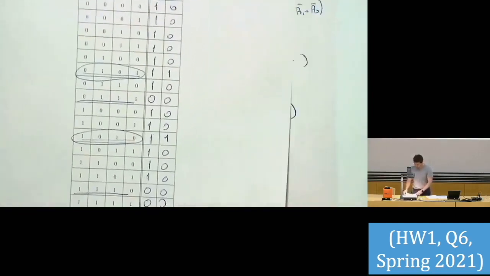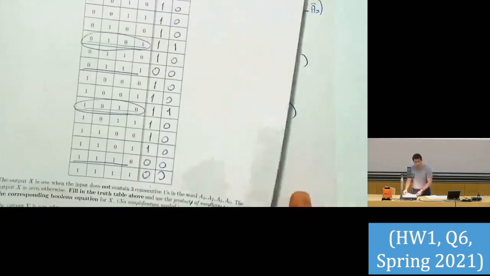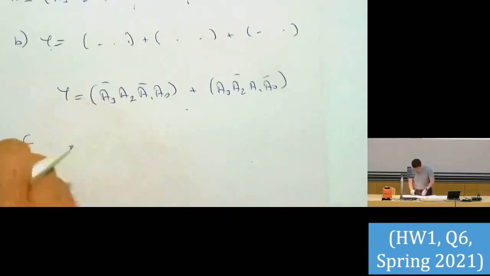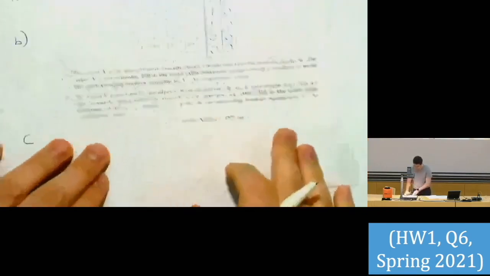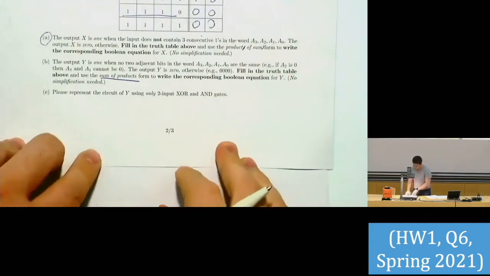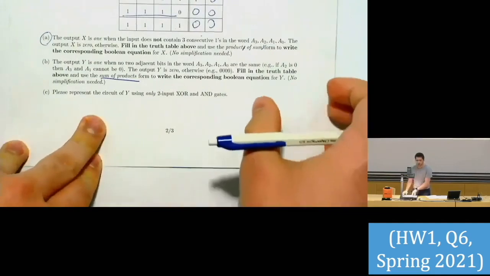So I think there's no question related to that. So for C, it says, please represent the circuit of Y using only 2 input XORs and AND gates.